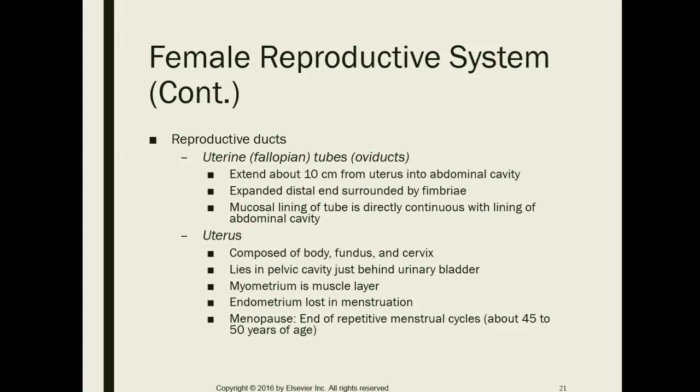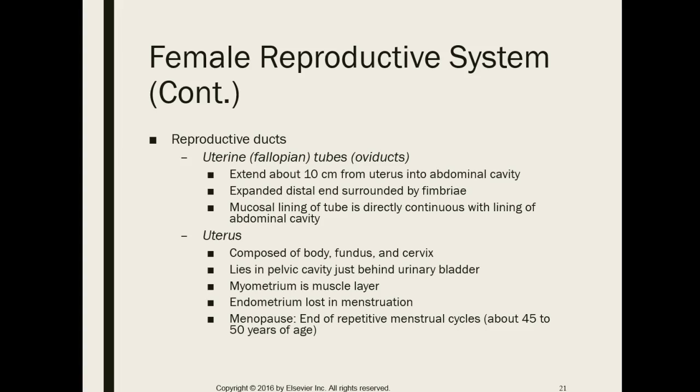So once that egg has been released from the ovary, it's going to start working its way through the female reproductive system, through those reproductive ducts. The first one is going to be the uterine tubes, also known as the fallopian tubes or the oviducts. These are about 10 centimeters in length.